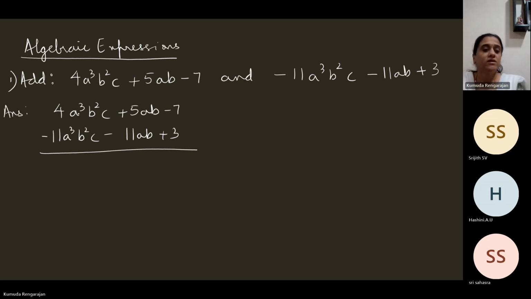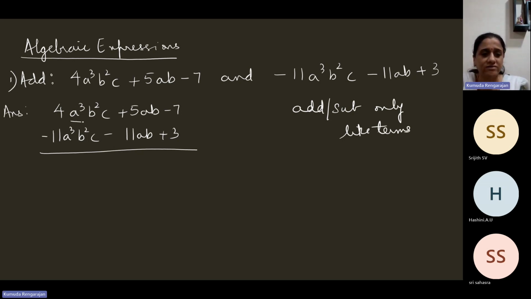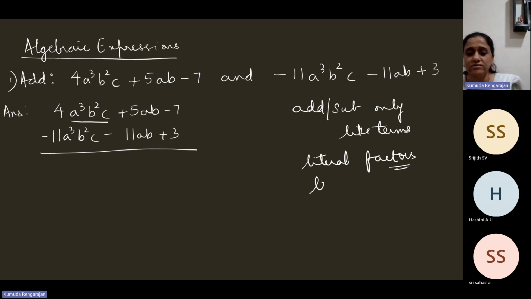I'll just explain. So 4a cubed b squared c and minus 11a cubed b squared c are like terms. You can add or subtract only like terms. Now, how do you make out if they're like terms? Look at the literal factors, the letters. a cubed b squared c, a cubed b squared c. If two terms have the same literal factors, then they are like terms.